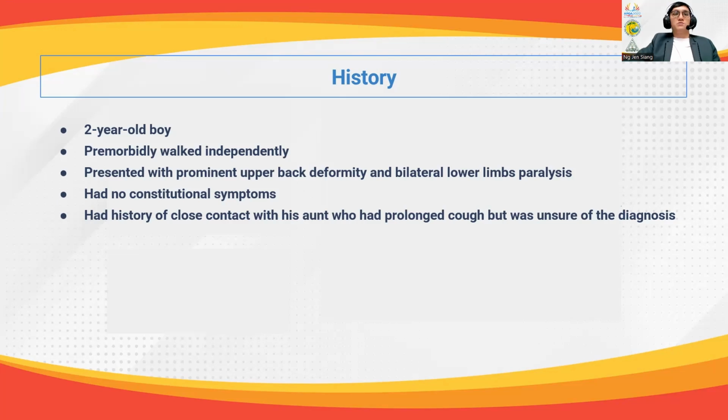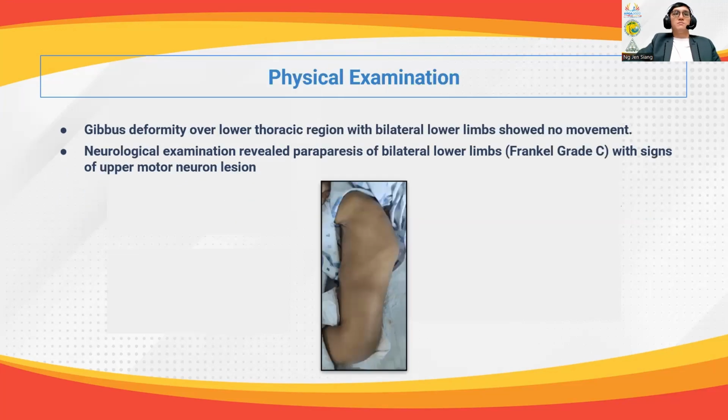However, on further history, he had a history of close contact with his aunt, who had prolonged cough, but was unsure of the diagnosis. On examination, there's a gibbous deformity over the lower thoracic region with bilateral lower limbs showing no movement. Neurological examination revealed paraparesis of bilateral lower limbs, Frankel grade C, with signs of upper motor neuron lesion.